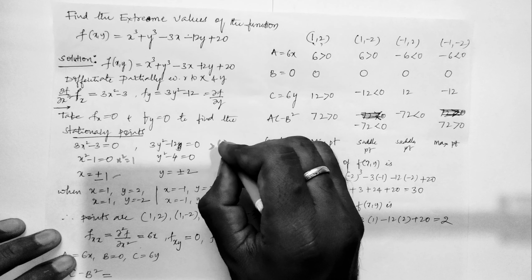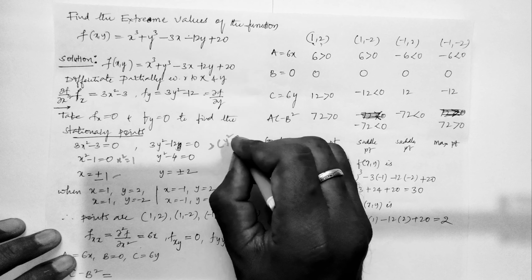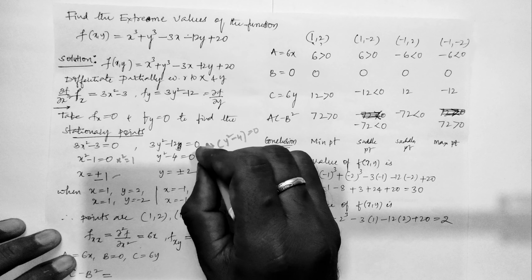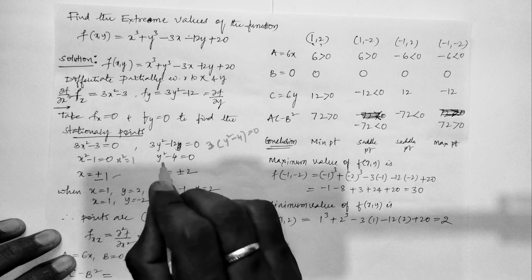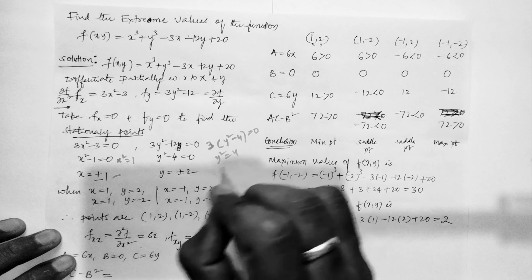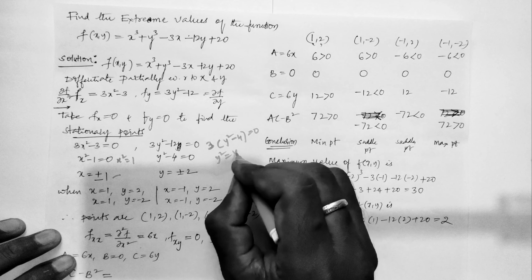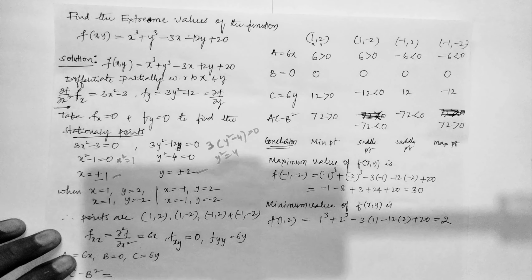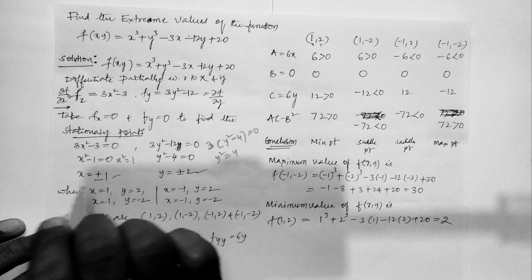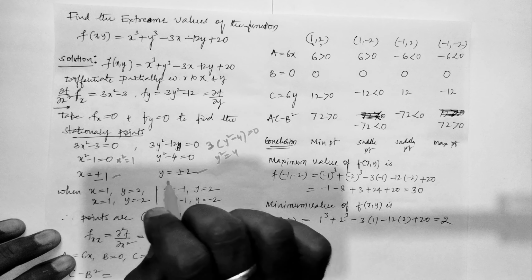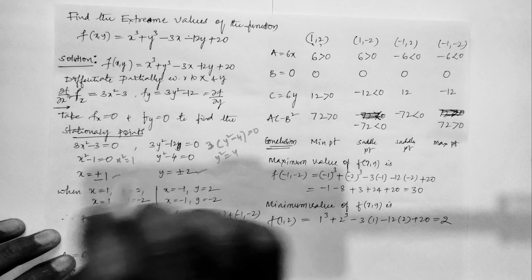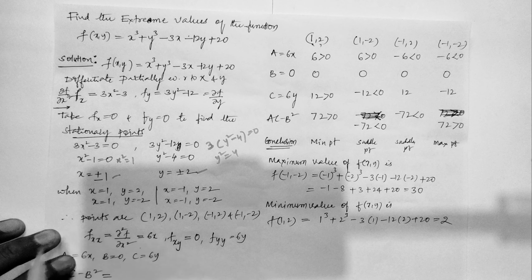You will get y square minus 4 equal to 0. So therefore this 3 will never be 0, only y square minus 4 equal to 0. Transform minus 4 to the right side, you will get y square equal to 4. Then y is equal to plus or minus square root of 4, which is 2. Students, you can observe carefully that x takes the values 1 and minus 1 and y is 2 and minus 2. We need to construct the stationary points by using these values.